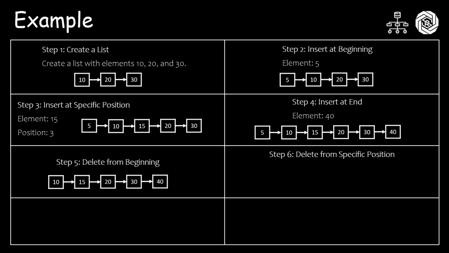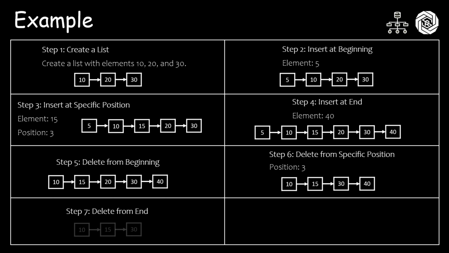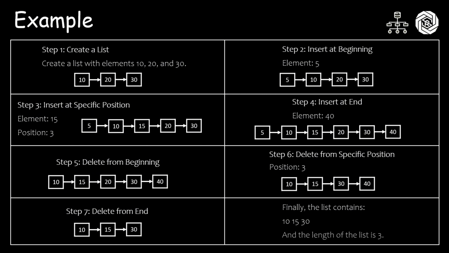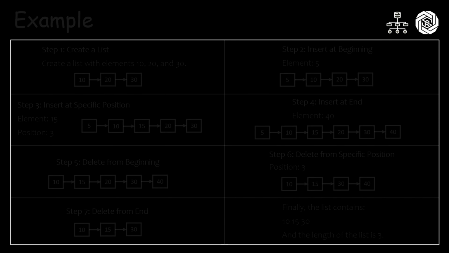Step 6. Delete from specific position. At position 3, 20 is present. Now, the 20 is deleted from the list. Step 7. Delete from end. 40 is deleted from the end. After all these operations, the list contains 10, 15, and 30. And the total length is 3.